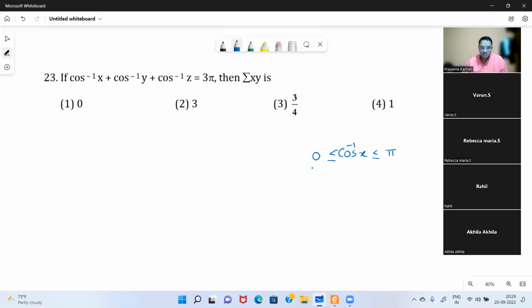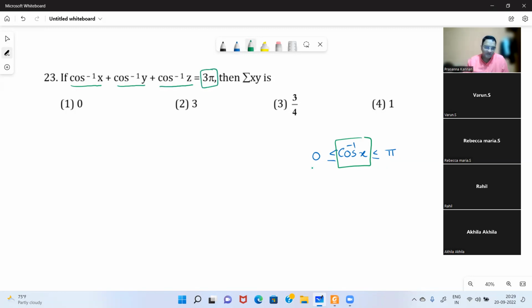Exactly, right? So what is the least value of x? Minus 1, correct? And what is the greatest value of x? Plus 1, correct? When x is 1, then cos inverse of x will be 0. When x is minus 1, cos inverse of minus 1 will be pi, correct? So the maximum value cos inverse x can take is only pi, correct? Now here, cos inverse of x plus cos inverse of y plus cos inverse of z together they have given 3 pi.